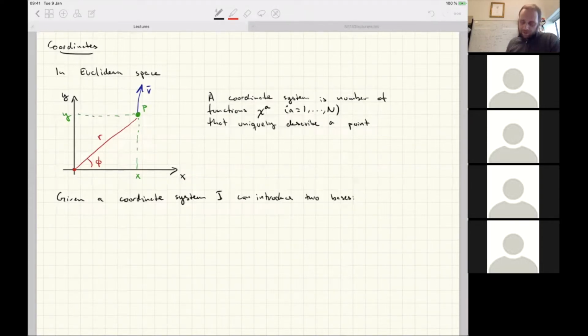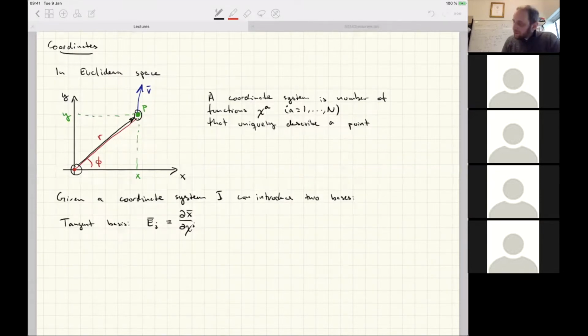So the first one that I can introduce is the so-called tangent basis, which I'm going to call E with an index i. And I define that as the partial derivative of the position vector with respect to chi i. So the position vector here is nothing else than the vector that translates you from the origin to this point. So in this case, this vector. And this is the tangent basis.